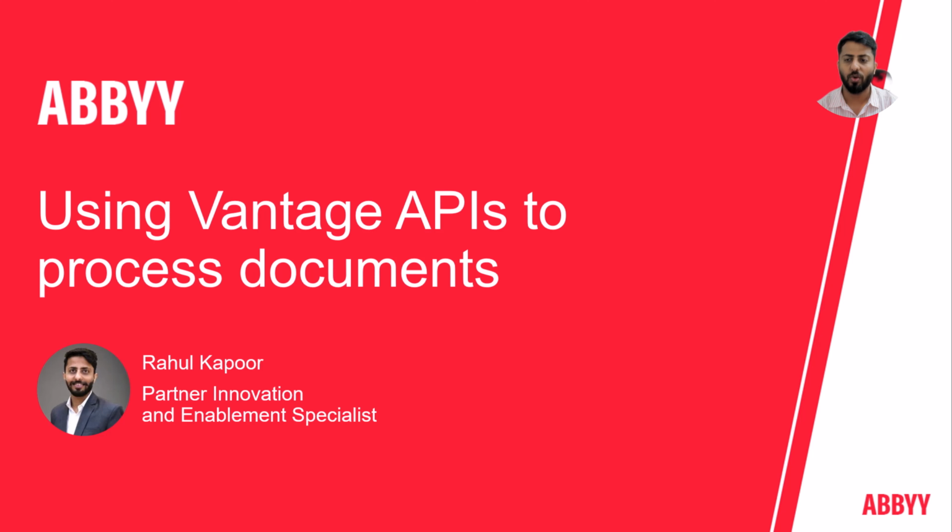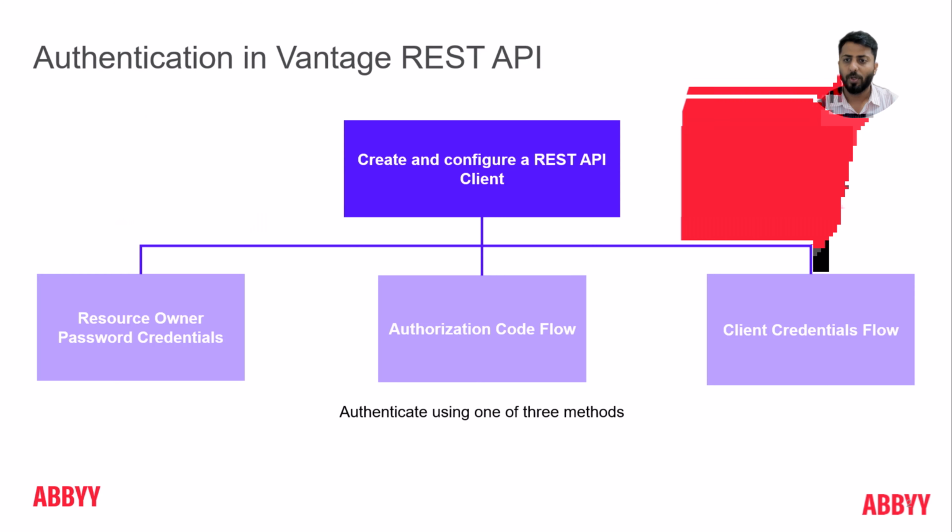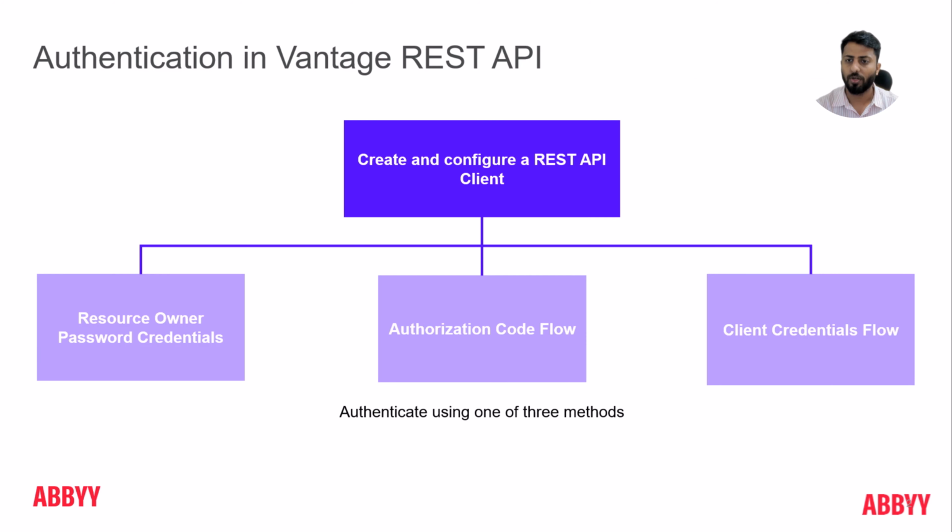In this video, we are going to talk about Vantage APIs. To be able to process documents via the Vantage REST API, you need to get an authentication token. To do this, the first step is to create a Vantage REST API client.